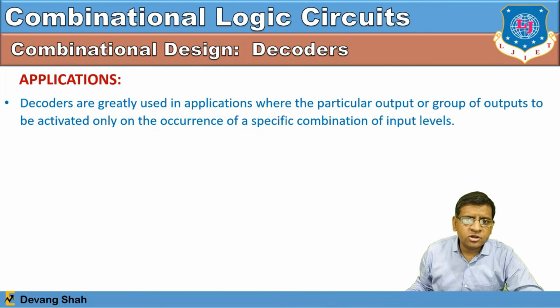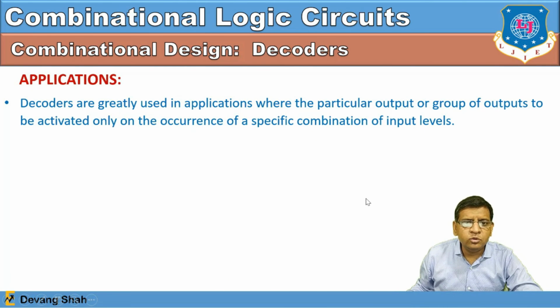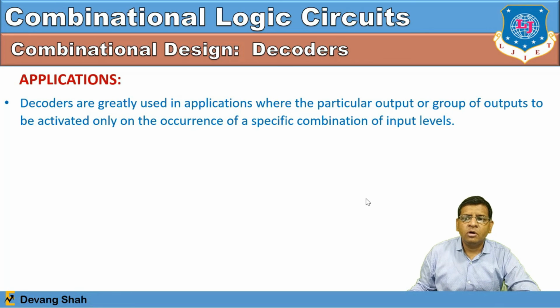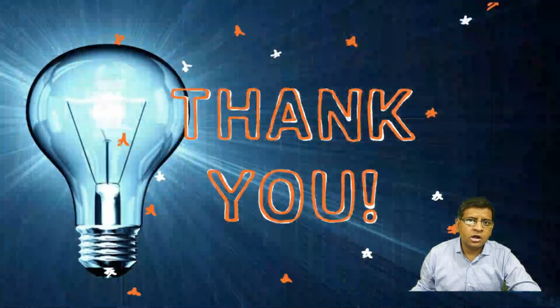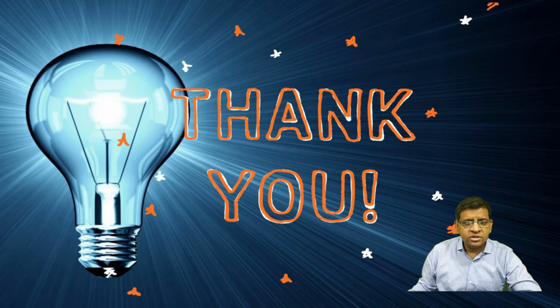So what are the applications of this decoder? Decoders are greatly used where a particular output or group of outputs is to be activated only on the occurrence of a specific combination of input levels. Very often these input levels are provided by the outputs of a register or counter that we use, right?